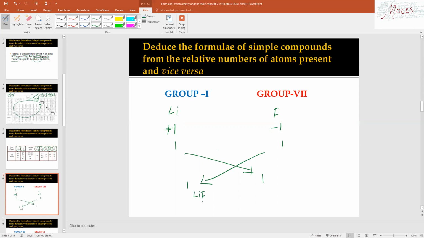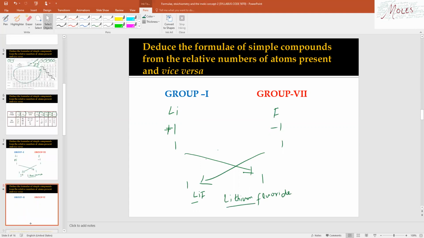LiF. It is lithium fluoride. Remember, whenever we write a formula or name, we will start with the metal or the compound ion with positive charge on it. Positive charge ion, this metal. We'll start with this one.